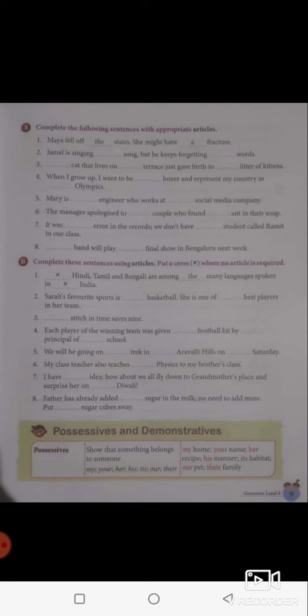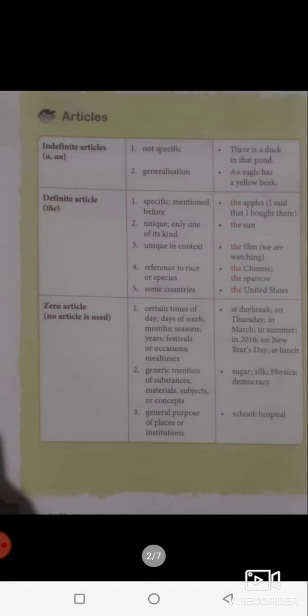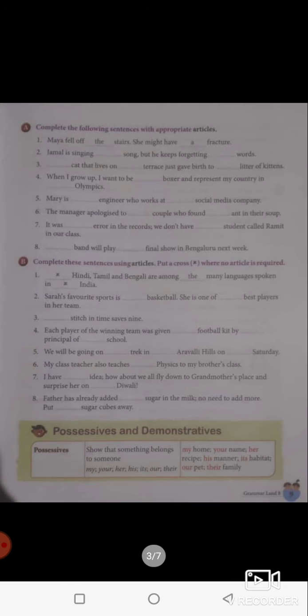And in B, complete these sentences using articles. Put a cross where no article is required. Okay, we have to avoid some places where we should not use any article. When you read this table, you would definitely know where these zero articles are used. Okay, no article is used.